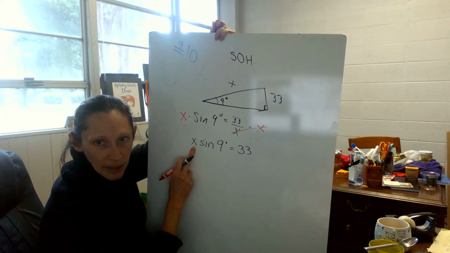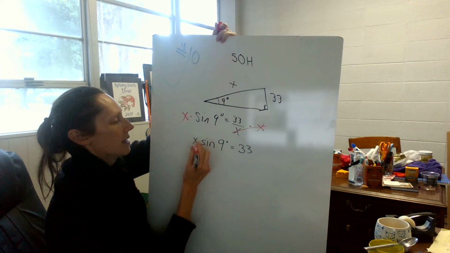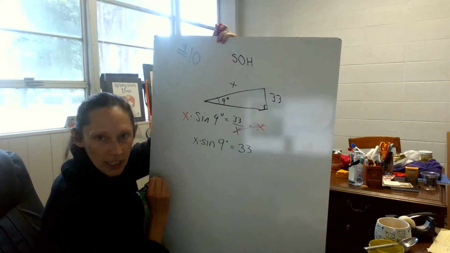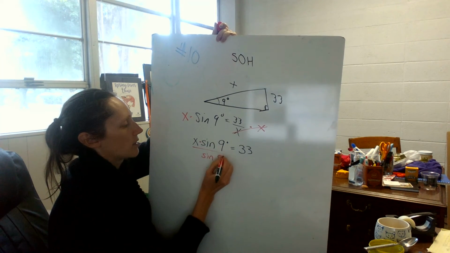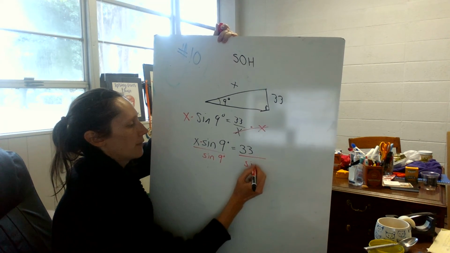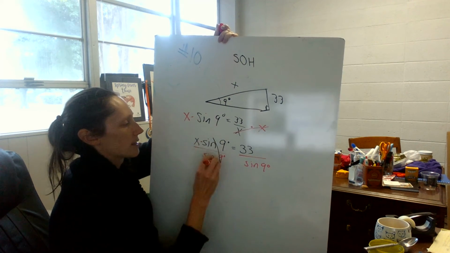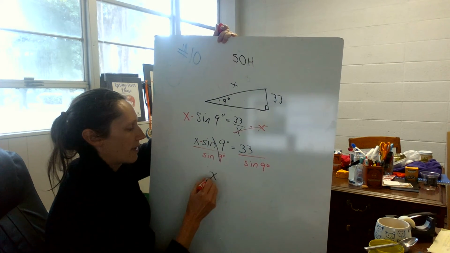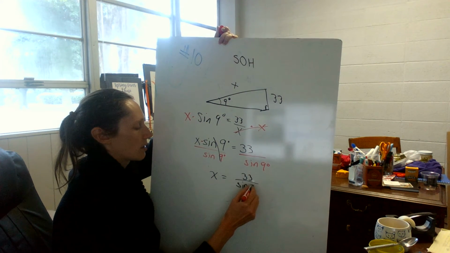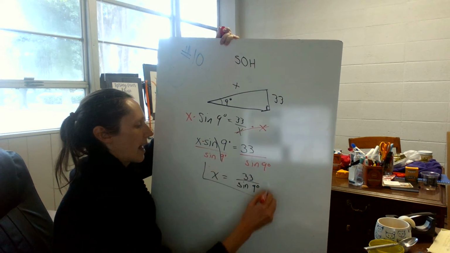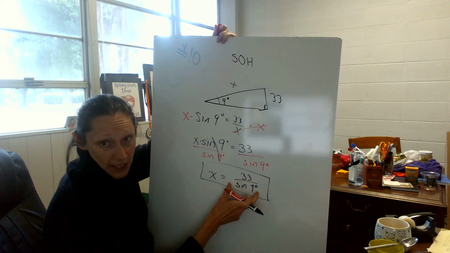I still need to get x by itself. What's happening between x and this sine function is a multiplication. So I'm going to undo by dividing by sine of 9 degrees. Whatever you do to the left, you do to the right. So on the left-hand side, the sines cancel, and I have x equals 33 divided by the sine of 9 degrees. If WebAssign had asked for an exact answer, that's what I'm typing in.